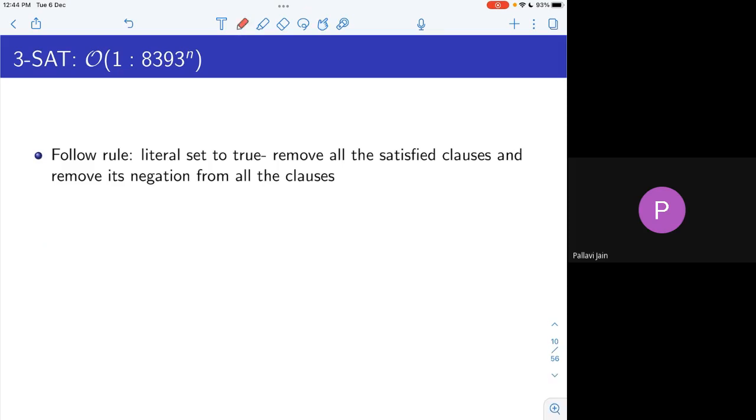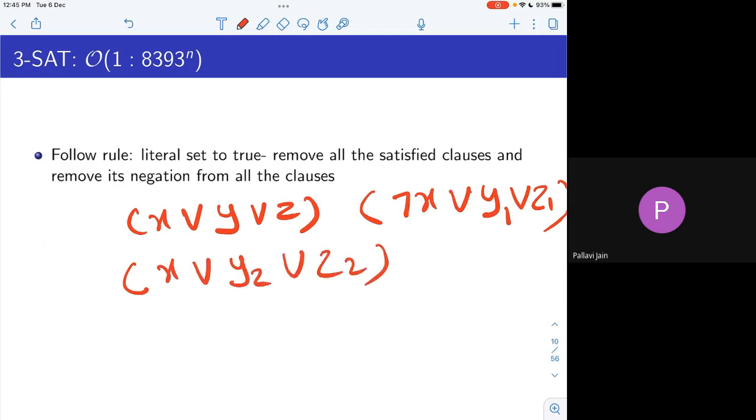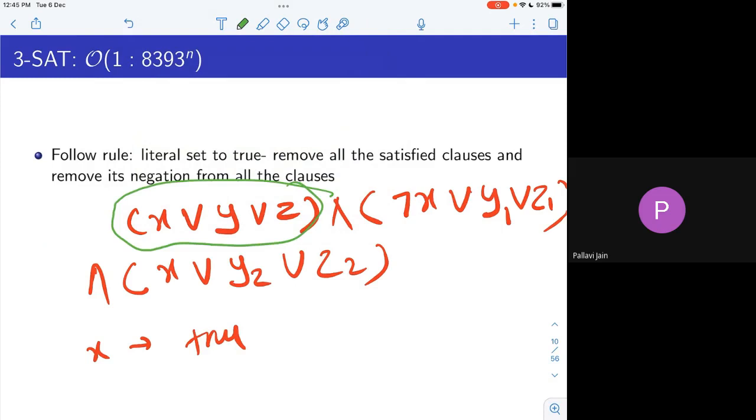For example, let me just write it down for better understanding. So let's look at this formula. Now, if I decide that, okay, I will set literal X to true, okay? Then in this case, we have satisfied two of these clauses, right? So we will follow this rule that in this case, we can remove these clauses, okay?